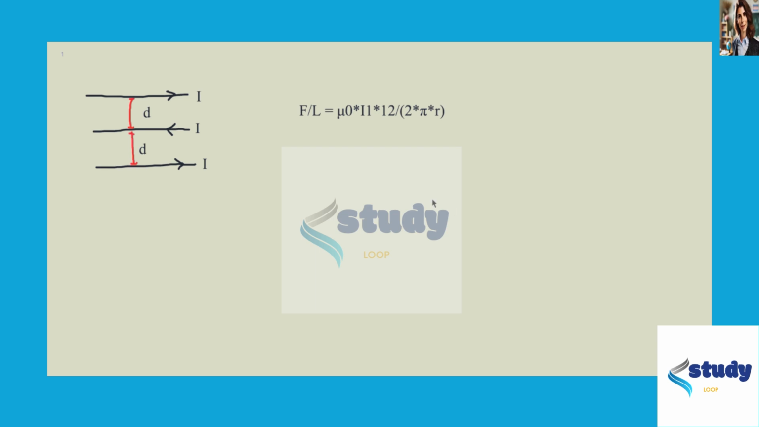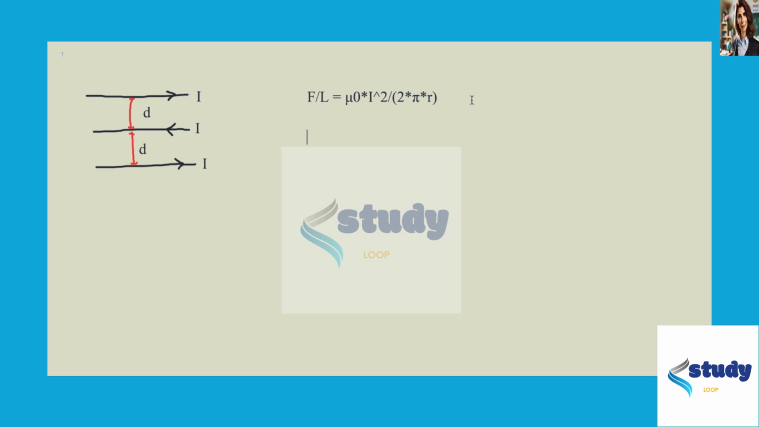Okay, so we have three long parallel wires that each have current I, and they're each separated by a distance d. And we want to find the force per unit length on each wire. So here's our equation in general for the force per unit length on a wire from another current. First thing to notice is that the magnitude of all of these wires is the same. So for all of these cases, we can replace both I1 and I2 with just I, and this is going to give us I squared up here. So this is going to be the general formula that we need to use.